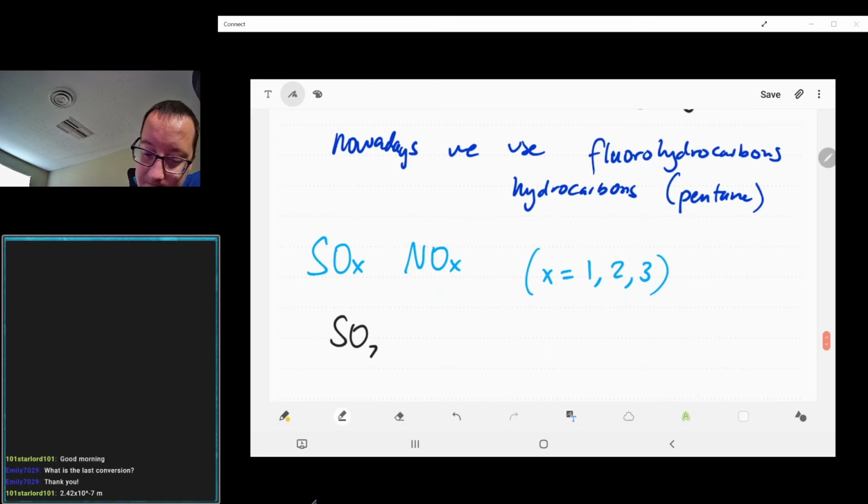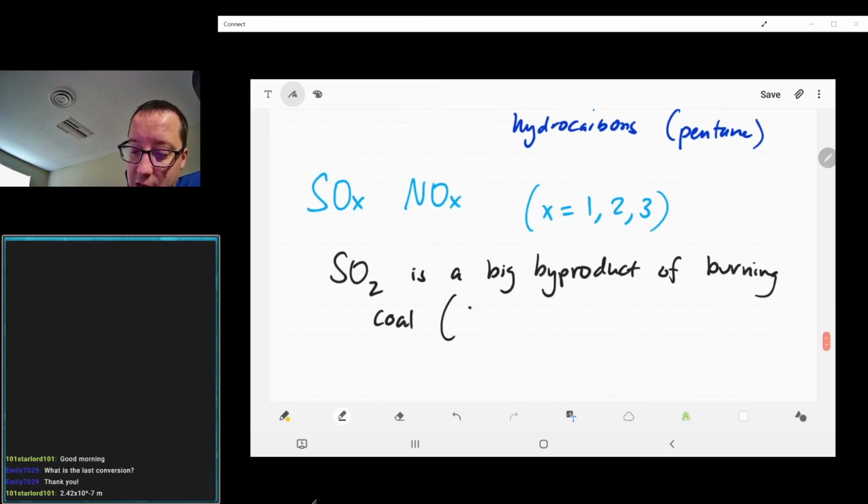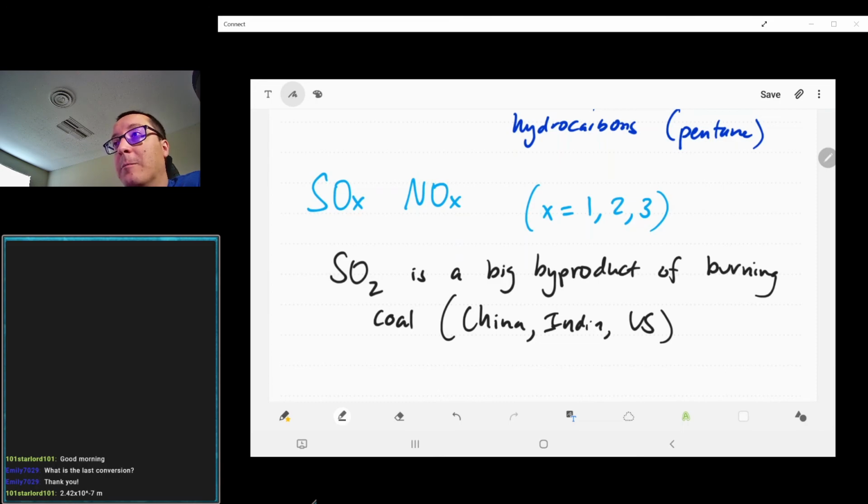We're going to see that SO2 is a byproduct of burning coal, which the majority of countries do use as an energy source. We have China as the biggest one, then India, and then the US. We all burn a lot of coal, releasing a lot of sulfur dioxide. But again, this is something that's been somewhat fixed. There have been measures taken to reduce the amount of SO2 being released through coal by either using low sulfur coal or by using other agents to precipitate out some of these sulfur dioxides.